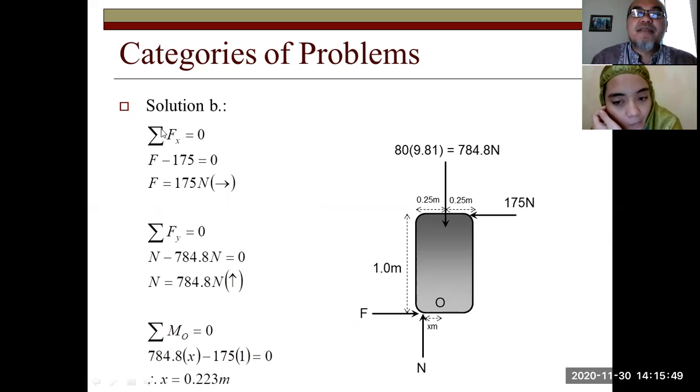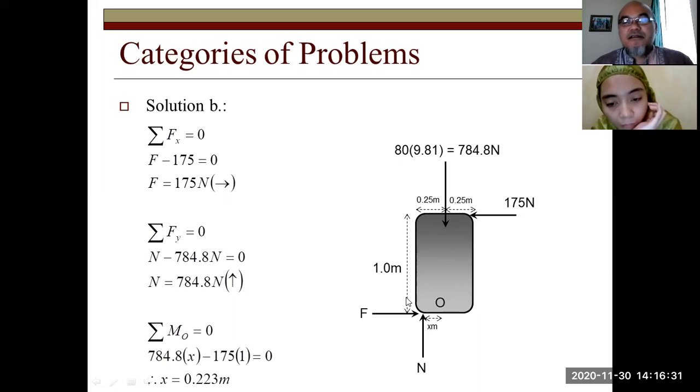Let's calculate again. Sigma Fx equals 0. The friction force F here we assume to the right because the pushing force is to the left. So F minus 175 equals 0. The friction equals 175 Newton. Sigma Fy equals 0 as well. The normal force is still the same as before, 784.8 Newton, from the mass 80 kilogram times the gravity acceleration.